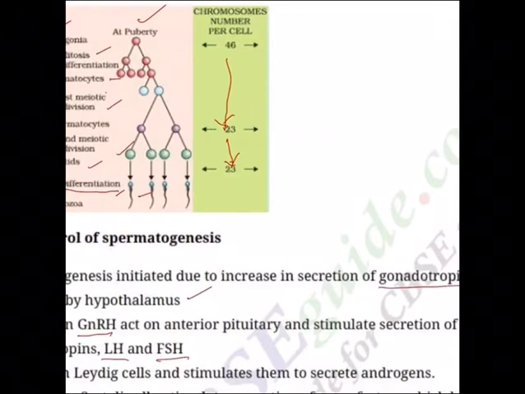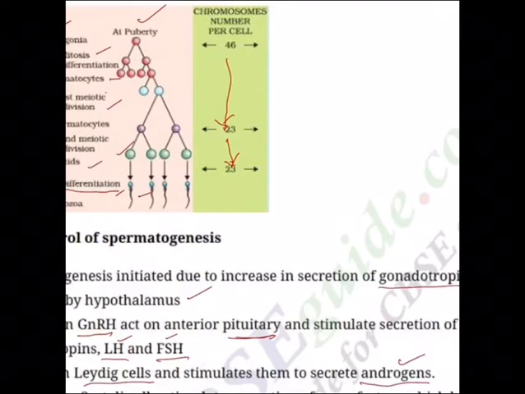The increase in GnRH acts on the anterior pituitary, which is also in the brain, and stimulates the secretion of two gonadotropins, LH and FSH. LH is luteinizing hormone, FSH is follicle stimulating hormone. LH acts on Leydig cells and stimulates them to secrete androgens, sex hormones. FSH acts on Sertoli cells and stimulates the secretion of some factors which help in spermiogenesis.